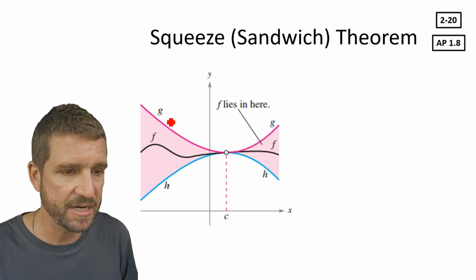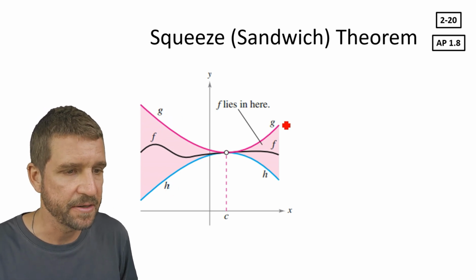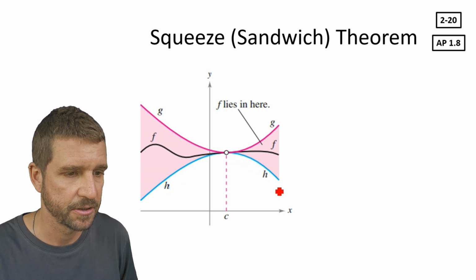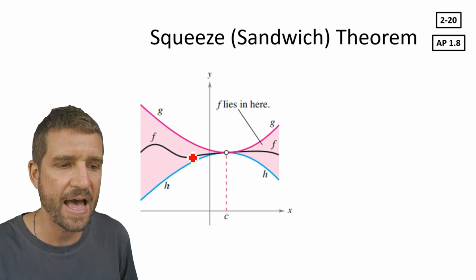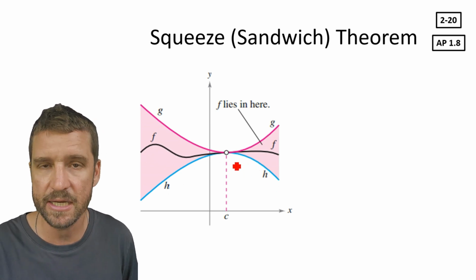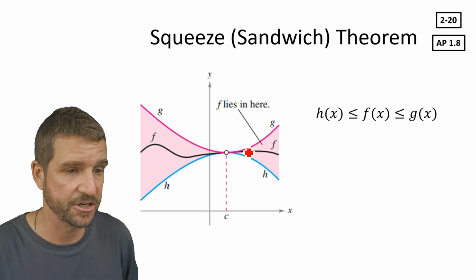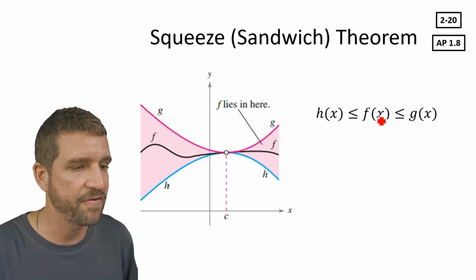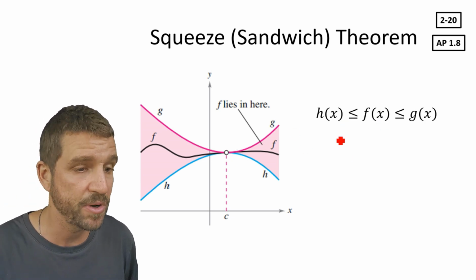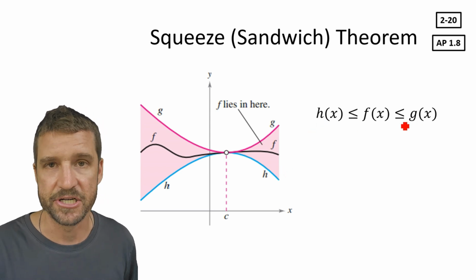Okay? What you notice is that the graph of G and the graph of H look like this, and the graph of F is always between the graphs of G and H. So we can say that F of X always lies between H and G.